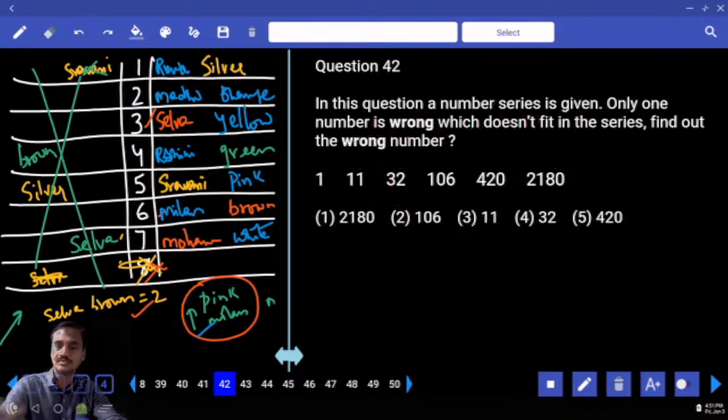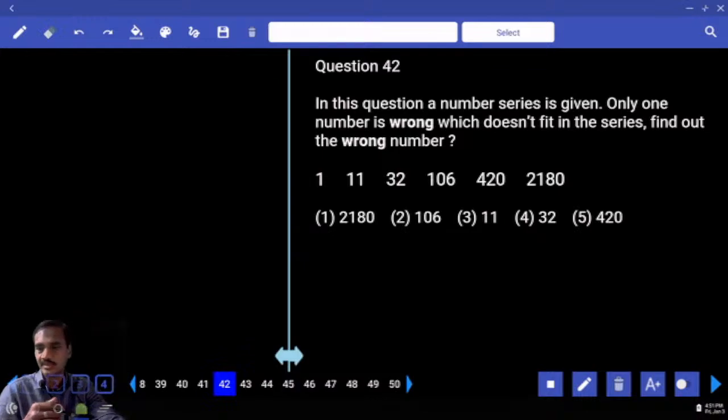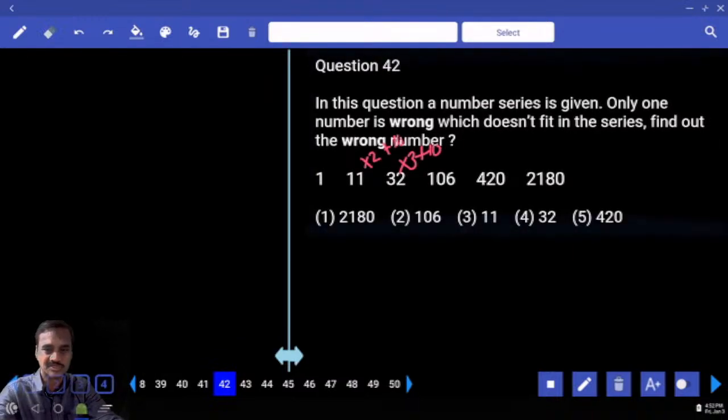Then 42, tell me 42. Now in this 42: 1, 11, 32 and so on. Numbers are increasing at a very faster rate. Product or combination. Now product, 32 and 106, how can I express this one? 32 into 3, 96 plus 10. Now 11 into 2, 22 plus 10. 1 into 10, 1 into 1, plus how much? Plus 10.